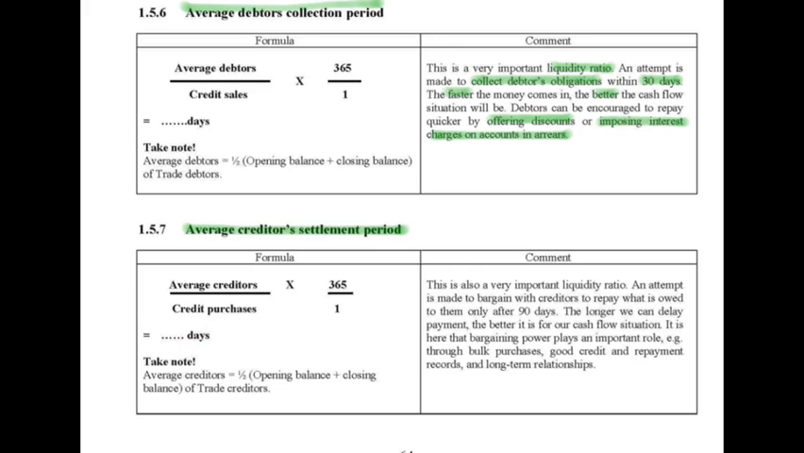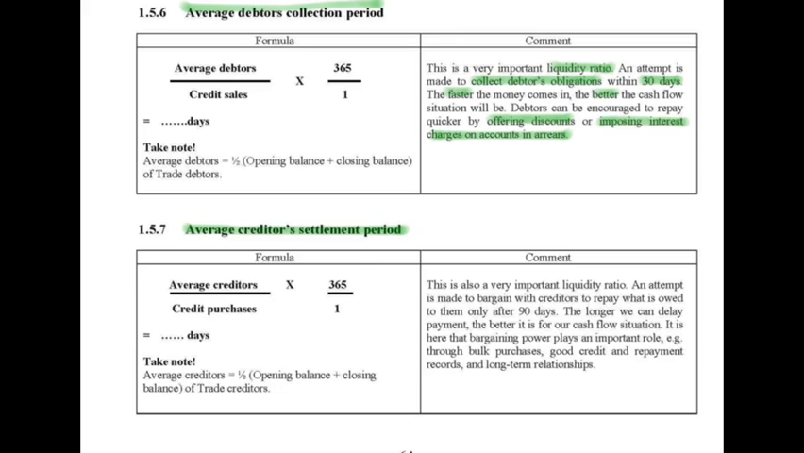How do I get average creditors? You take your opening balance of creditors plus your closing balance of creditors and you divide by 2 or times by half. Now, if credit purchases is not given, I can go and take my cost of sales. If I, however, take my cost of sales amount, then I go with the assumption that all of my purchases, however, was made on credit.